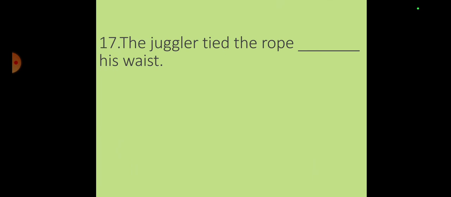The juggler tied the rope dash his waist. Rope is tied where? It is around. You know juggler? Juggler is a person who performs different feats. We can say madari in Urdu. Okay. Distribute the sweets dash the audience.